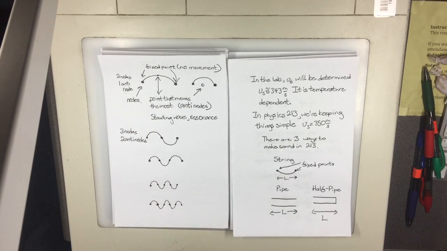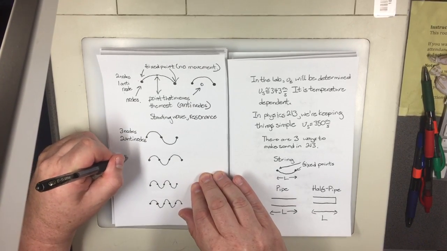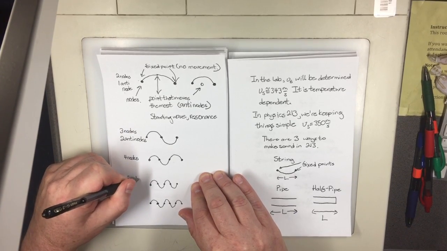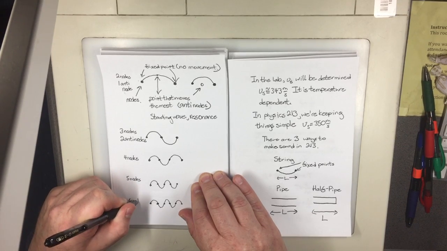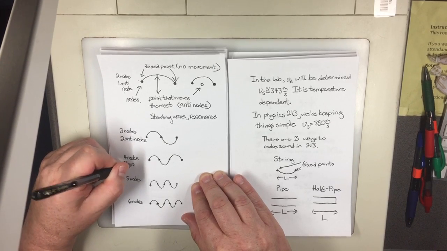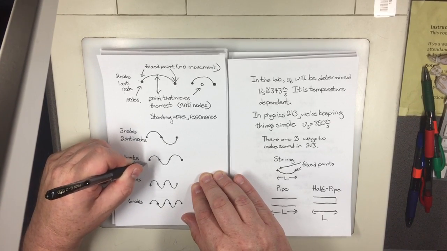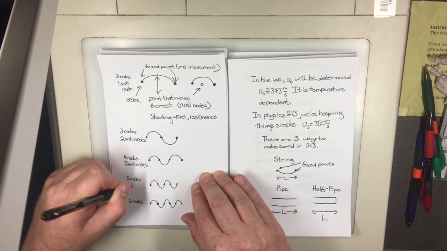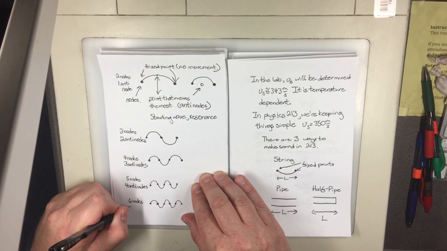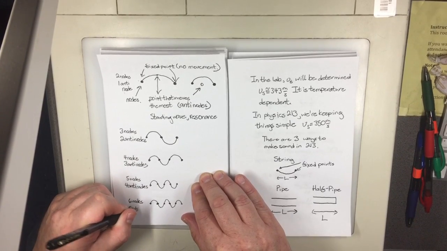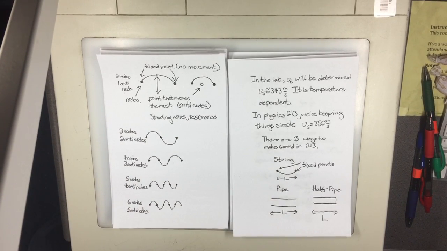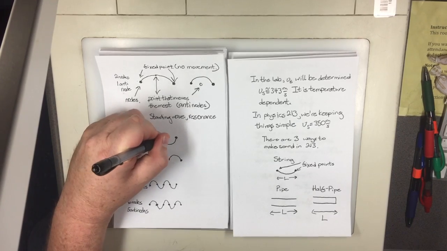So those are the nodes: 3 nodes, 4 nodes, 5 nodes, 6 nodes. Here, 2, 3 antinodes, 4 antinodes, and 5 antinodes. And putting in the hollow points.